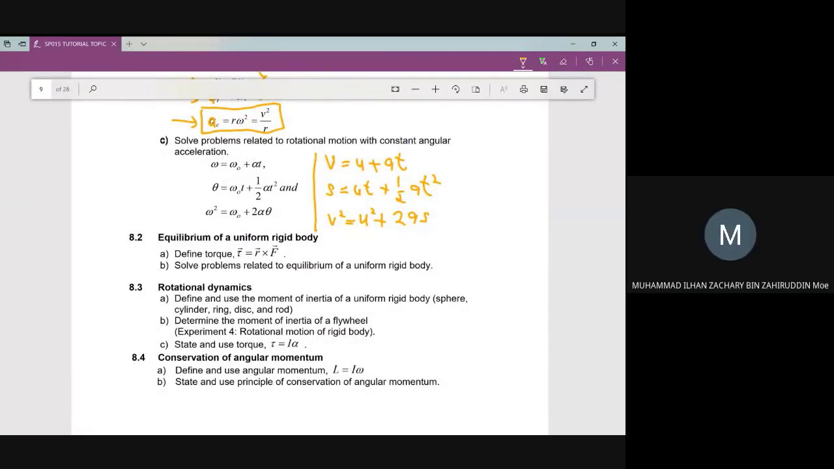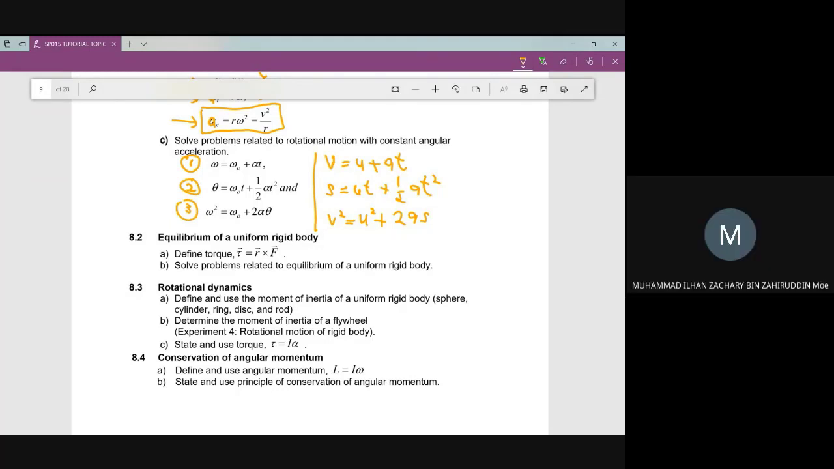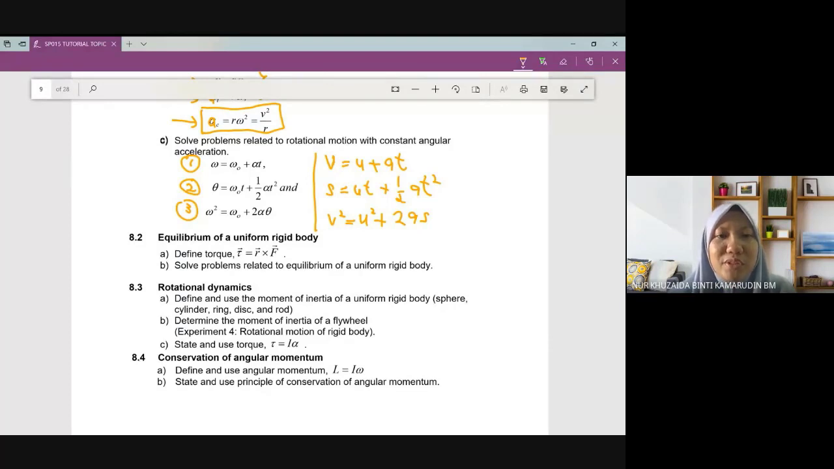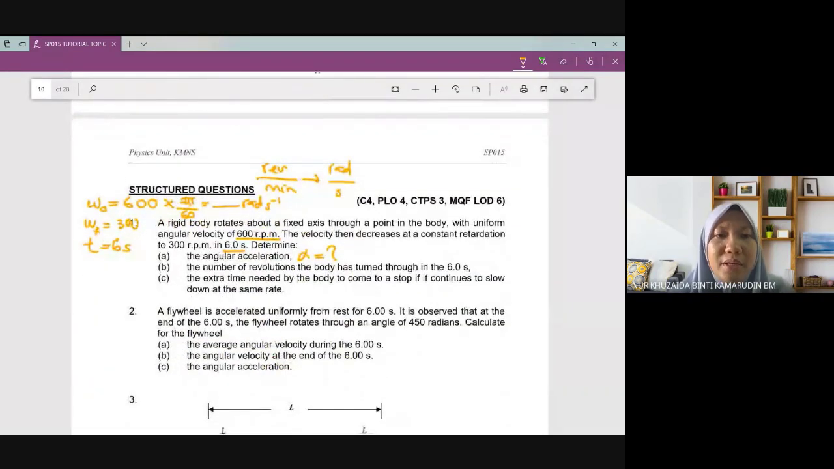The first equation. Omega over T. Number 1, number 2 or number 3? Oh, number 1. Yes, number 1. Okay, so this is the most suitable equation lah, sebab you dah ada omega naught, you dah ada omega final, and then it's given T. Soalan tanya alpha dekat sini. Alright, so the first equation yang paling sesuai lah. Okay, so you boleh terus masukkan sahaja dan you akan dapat jawapan. Alright, but remember again you need to convert daripada RPM kepada radian per second.